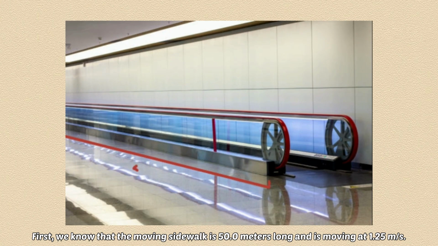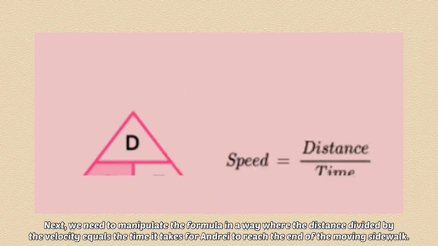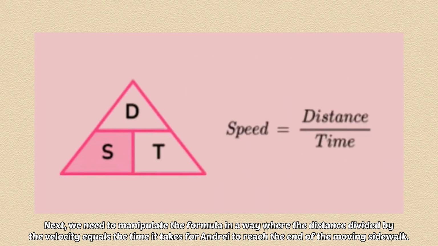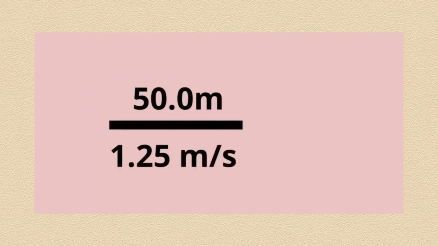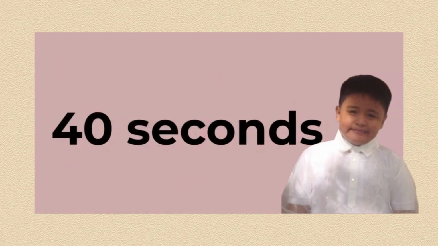First, we know that the moving sidewalk is 50.0 meters long and is moving at 1.25 meters per second. We also know that Andre is standing still, so he is not moving relative to the sidewalk. Next, we need to manipulate the formula in a way where the distance divided by the velocity equals the time it takes for Andre to reach the end of the moving sidewalk. Therefore, 50.0 meters divided by 1.25 meters per second will give us 40 seconds as the time Andre takes to reach the end of the moving sidewalk.